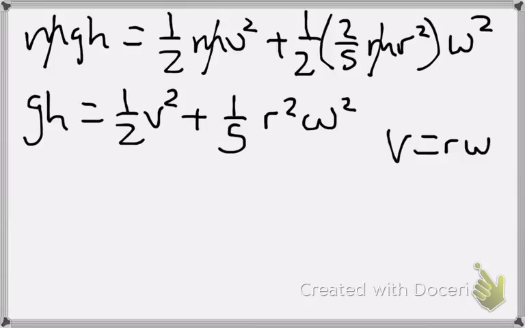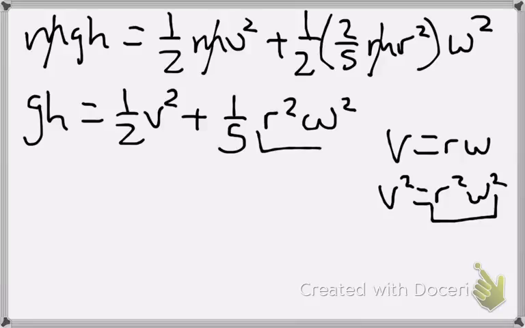But I can make a substitution trick right here. We know that velocity, radius, and angular velocity are related to each other. So what I'm going to do is try to substitute this into our equation. If I square that entire equation, notice how r omega squared is here and r omega squared is here. So that means this entire thing equals the speed squared, or v squared.